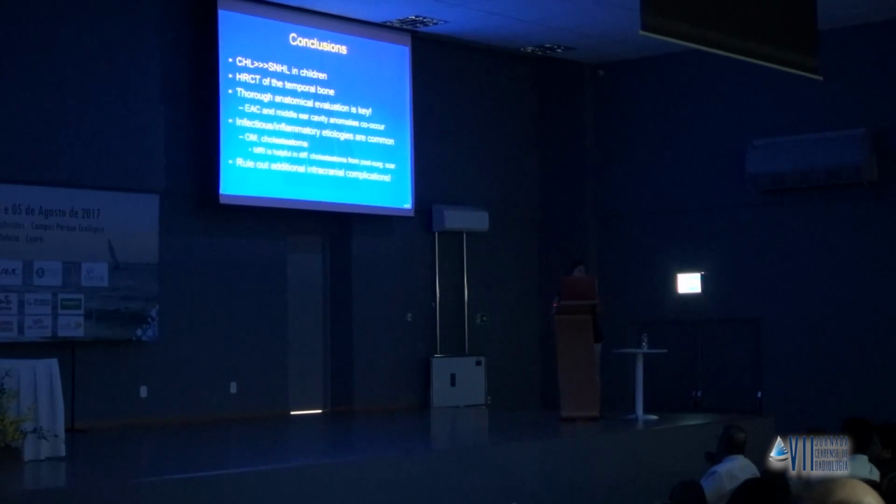In conclusion, conductive hearing loss is significantly more common in children compared to adults. It's 90 to 95% of all cases. Number one imaging modality, when necessary, is high-resolution temporal bone CT. The thorough anatomical evaluation in a systematic order is the key. And remember, most of the conductive hearing loss cases involve the outer and middle ear, which derive from the same embryologic origin.